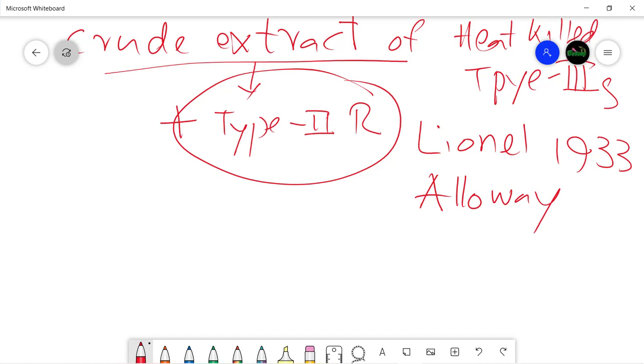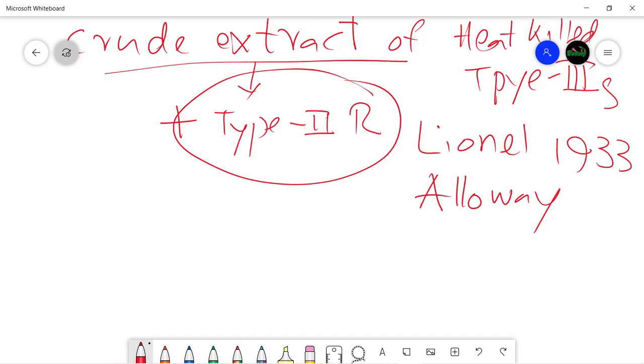After all these experiments, first Frederick Griffith, then Henry Dawson, and then finally Lionel Alloway, demonstrated that there must be some chemical responsible for this transformation. So the question was, what is the transforming principle? What is the chemical which is causing this transformation?